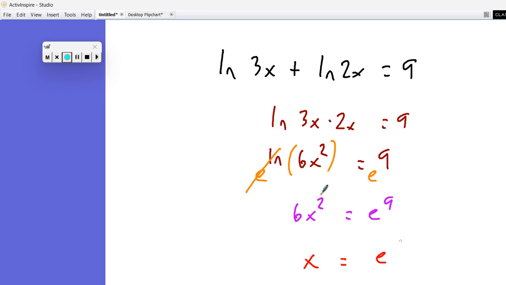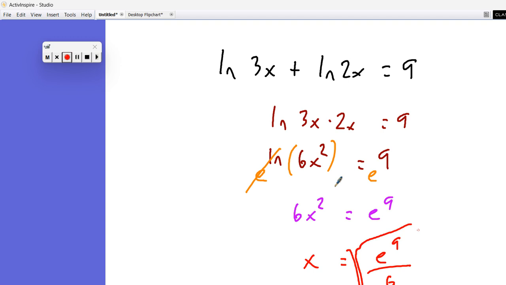So this is going to be the square root of e^9 divided by 6, and you can do it all together. I know Trey likes to do it all together, or you can do it separate: e^9 divided by 6, or even just e^9, get an answer, divided by 6, get an answer, square root, get an answer, and you're kind of good to go.